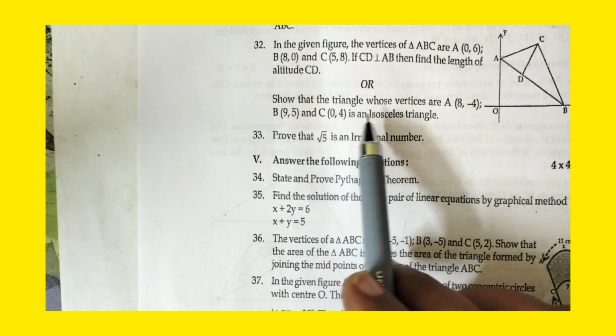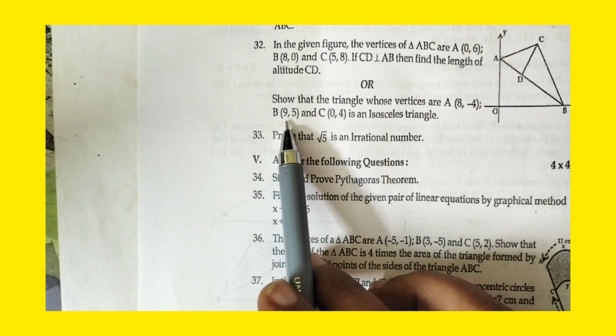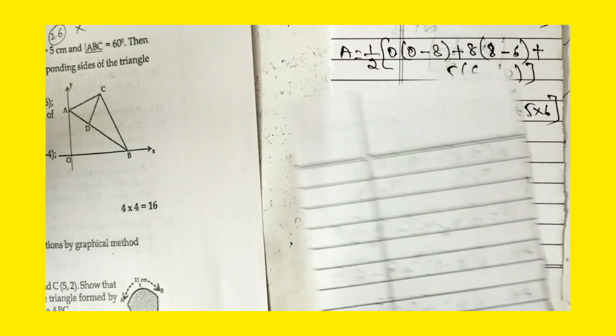There is one more internal choice question inside this. Show that the triangle whose vertices are A (8, -4), B (9, 5) and C (0, 4) is an isosceles triangle. So if it is an isosceles triangle, two sides should be equal. So let us check. If two sides are equal then it is an isosceles triangle. So let us write down what is given once.